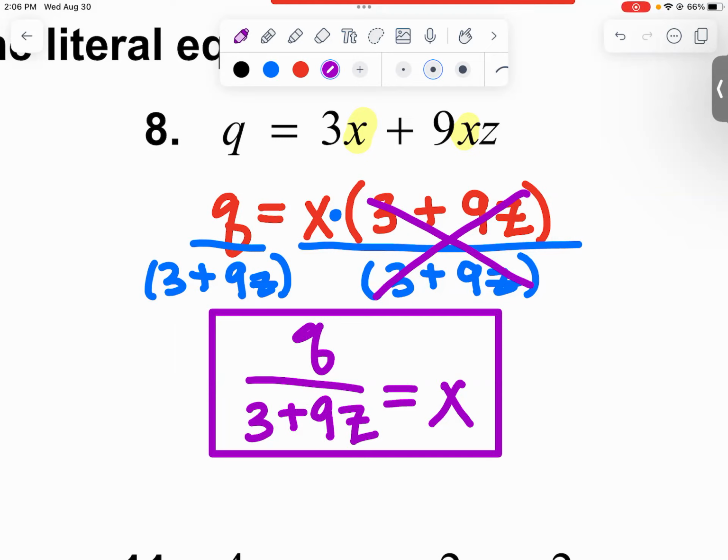Okay, I have some examples that we're gonna do that are on a separate sheet of paper. All the examples we've done so far have been X's and Y's and Z's. Now I'm gonna give you a sheet of paper. These have formulas that we're gonna solve for a variable.